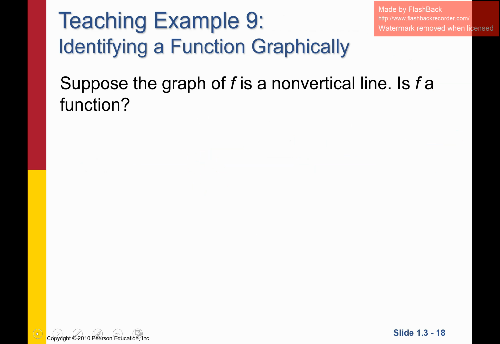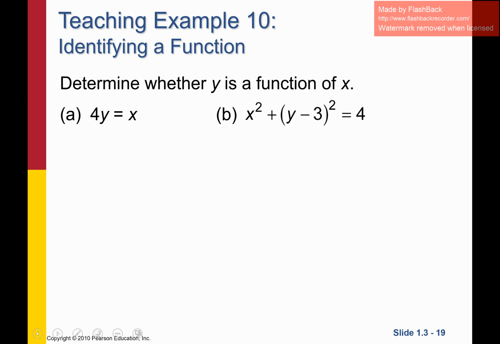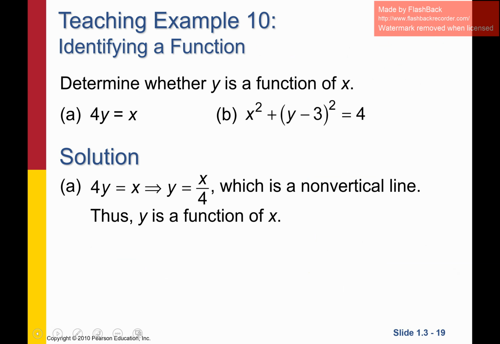All right, so identifying a function graphically, there's something called a vertical line test, again in your book. So if I give you a function, all you have to do is draw a straight vertical line through it. And if it only crosses the graph once, you have a function. So that's kind of nice. So let's determine whether these are functions. The slides are going to give you a graph, okay?